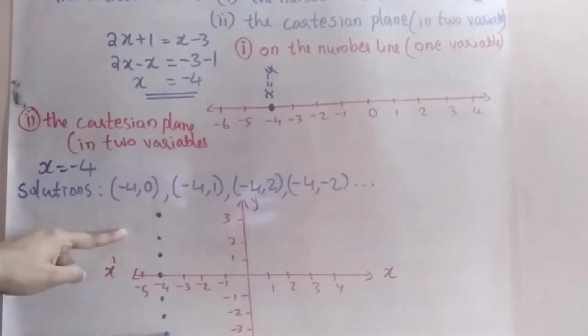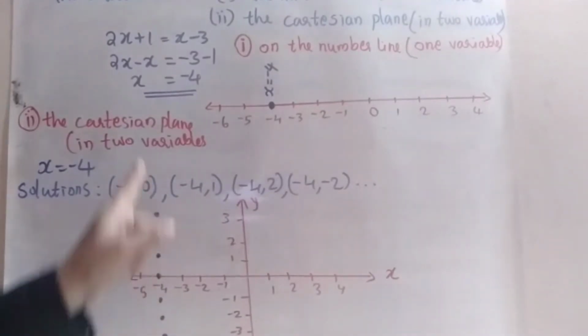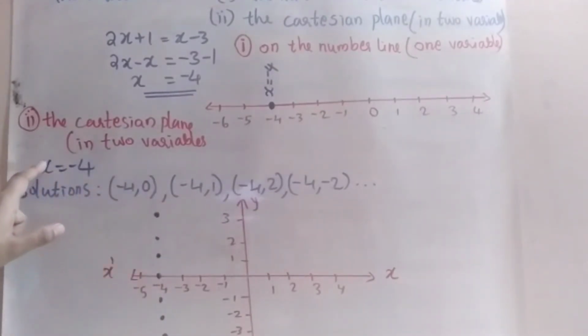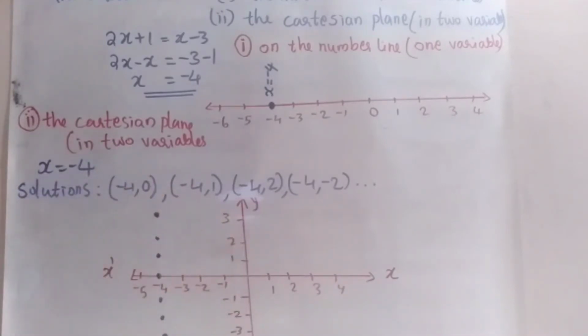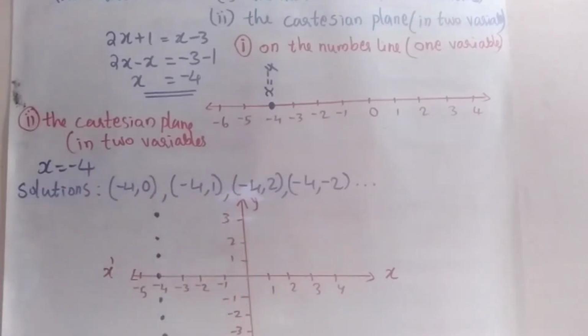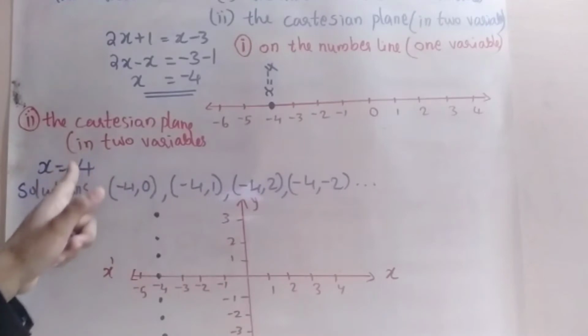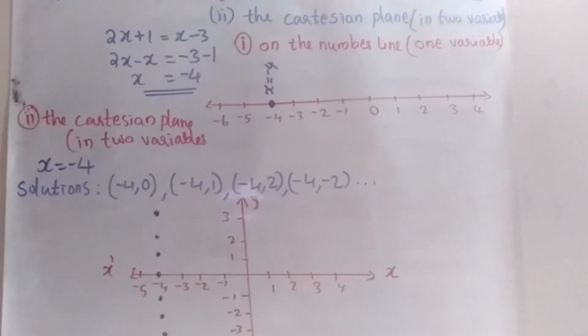When we plot these points, we will get a straight line. The equation is x equal to minus 4 and we get a straight line which is parallel to the y-axis. If the equation is in the form x equal to a, the line is parallel to the y-axis. The graph of x equal to minus 4 is parallel to the y-axis. So let's draw the line.